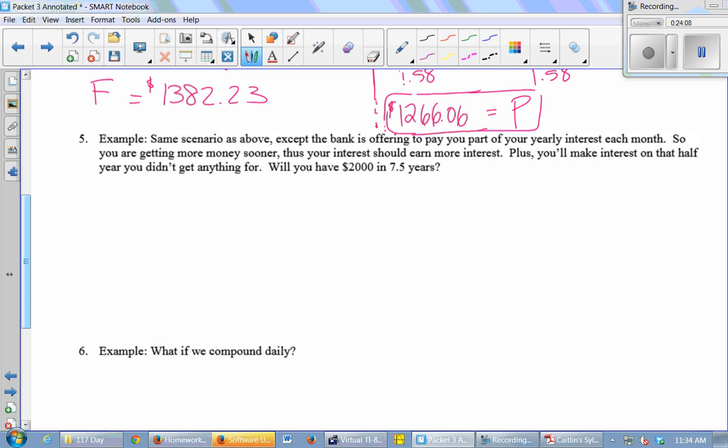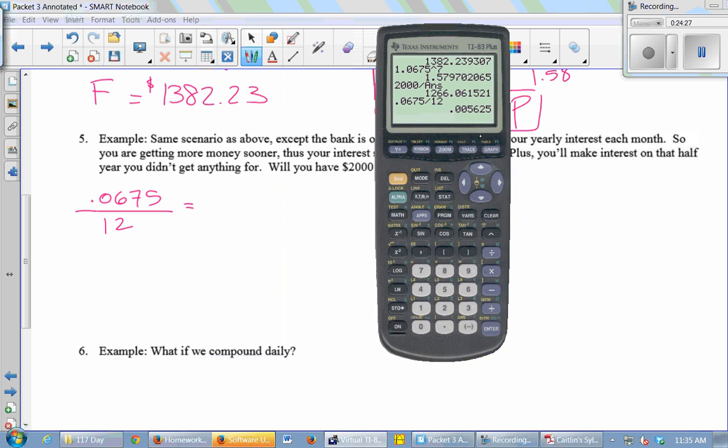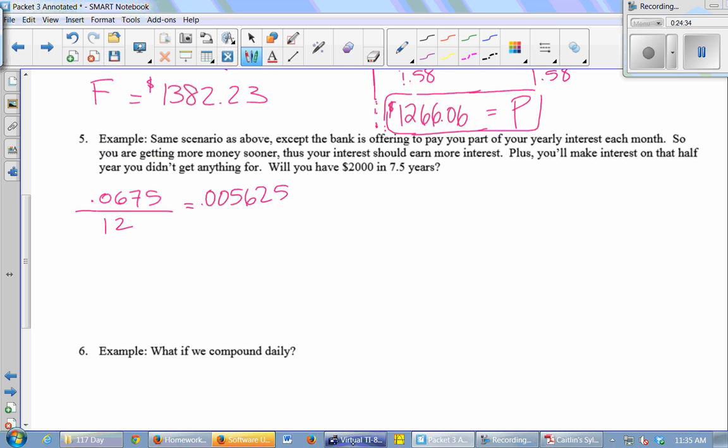So if this is my yearly interest rate, how could I calculate my monthly interest rate? Divide by 12. Okay, so I have 0.0675 divided by 12, which is 0.005625. Okay, so that's my interest rate as a decimal monthly. So that's how much I get to make each month. And I make that for 12 months, so it makes a total of 6.75% for the year.